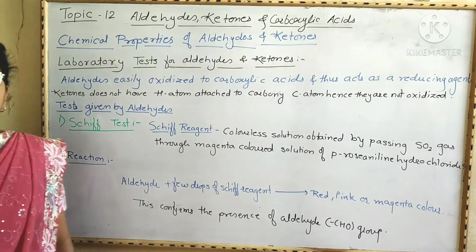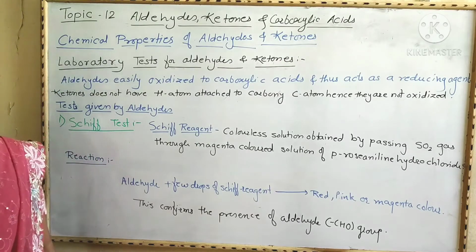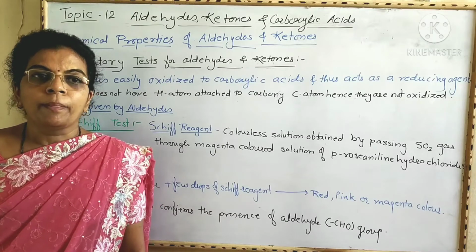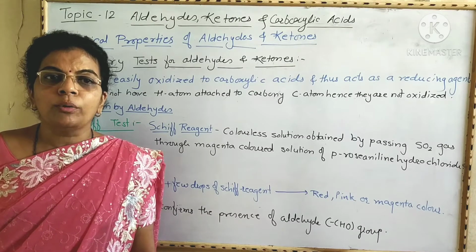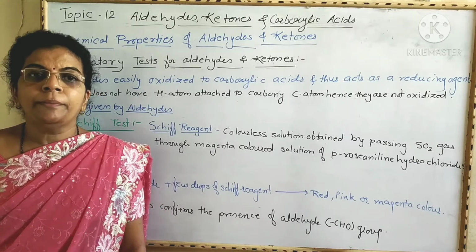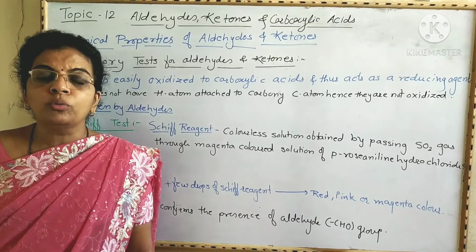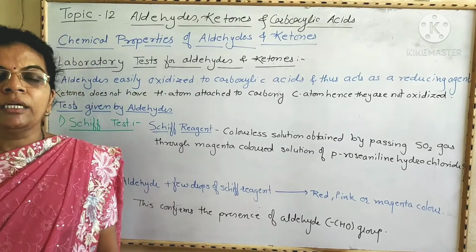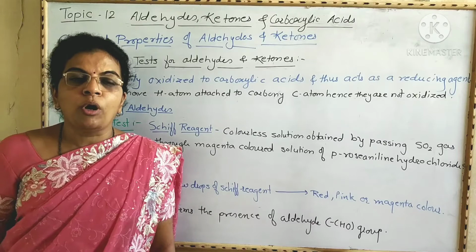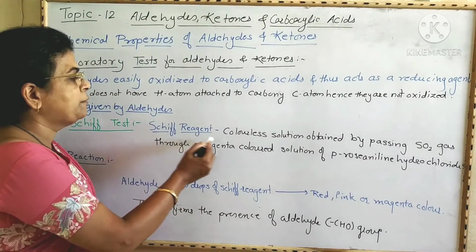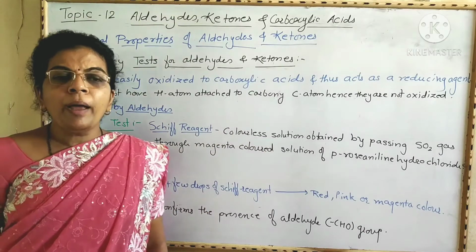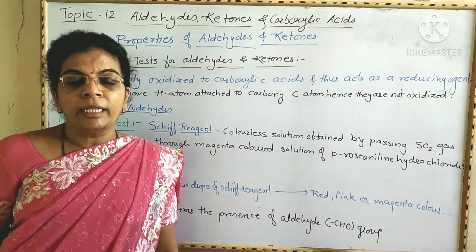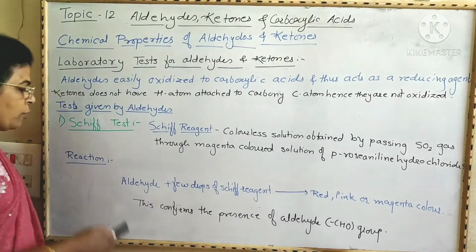First we must know what is meant by Schiff's reagent. Schiff's reagent is nothing but a solution of para-rosaniline hydrochloride. The color of para-rosaniline hydrochloride is magenta, but when sulfur dioxide gas is passed through this solution, it becomes colorless. This solution is known as Schiff's solution or Schiff's reagent. It is a colorless solution obtained by passing sulfur dioxide gas through the magenta colored solution of para-rosaniline hydrochloride.